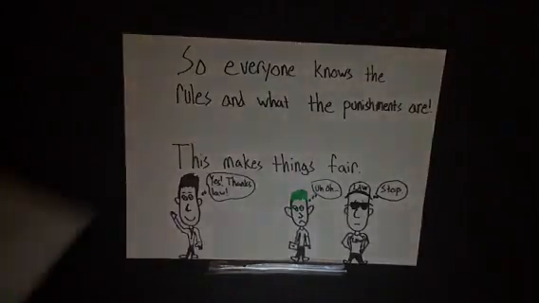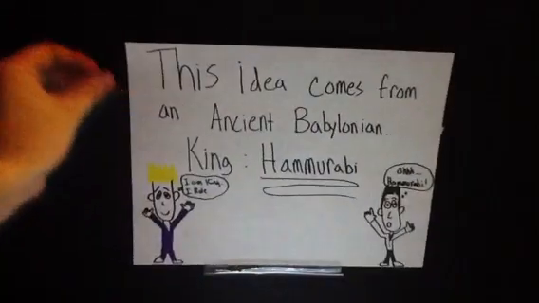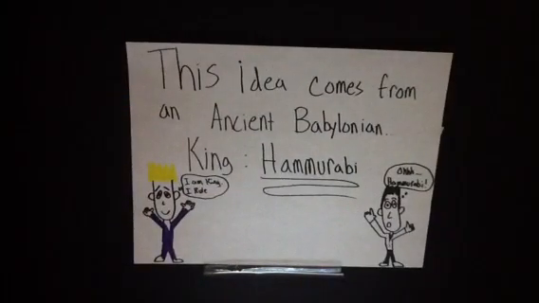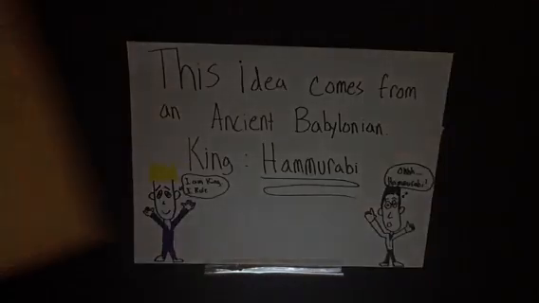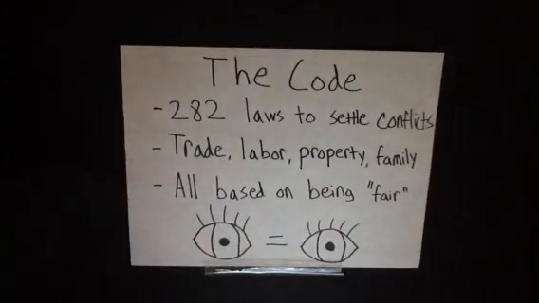This makes things fair. The first person to ever implement this set of codes over his kingdom was none other than the ancient Babylonian king, you guessed it, Hammurabi. He ruled from 1792 BC to 1750 BC. Now, the code itself consisted of 282 laws ranging anywhere from trade, labor, property to family. They were all based on being fair.